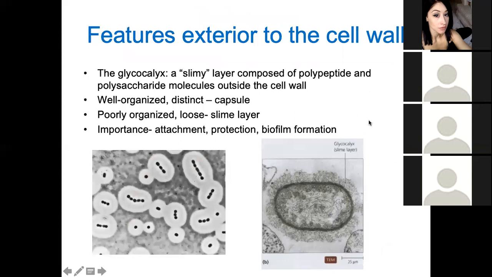All right, so let's have a look now. We've done the inside. Let's have a look now at some of the other features of the outside. And these are features actually exterior, even to the cell wall. The cell wall, or the outer membrane in the gram negatives, is not necessarily the only thing that lies outside the cell. There are other things as well.